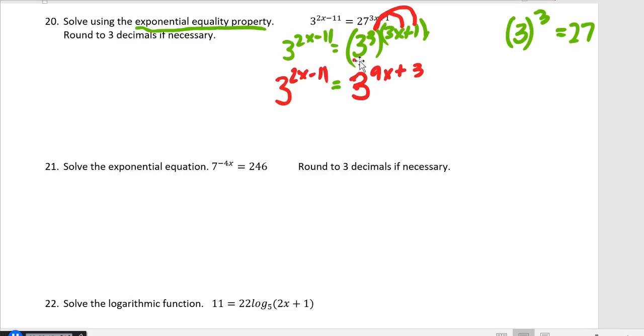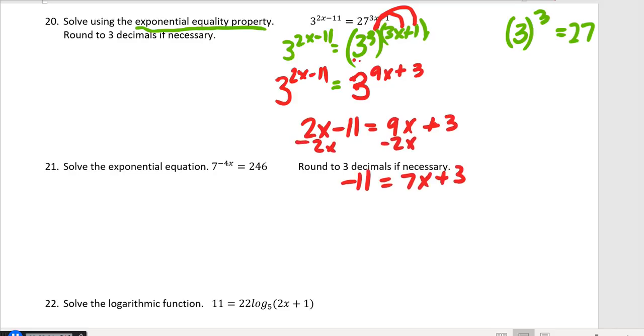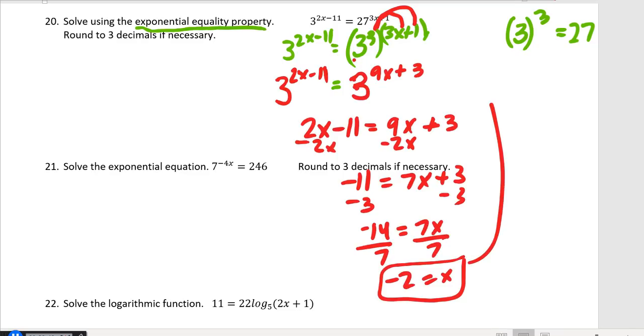Since we're doing the exponential equality property, we know that when the base is the same, all we need to do is equate the exponents and then solve. So I'm going to subtract 2x from both sides, and then I'm going to subtract 3 from both sides, and then divide by 7, and I'm going to get x is equal to -2. You could check this by putting it back into the original problem and making sure it's true.